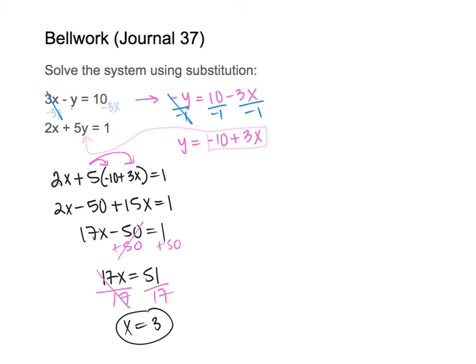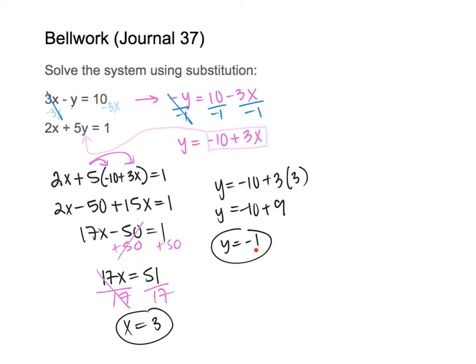So let's do that. I'm going to take the y equation, negative 10 plus 3, but instead of x, I'm going to plug in 3. So if I work this out, this is negative 10 plus 9. 3 times 3 is 9, and so y is equal to negative 1. And so my x is 3, my y is negative 1, so this is 3, negative 1 for my intersection. If these two lines were graphed, they would hit at 3, negative 1. All right, so that's what we learned last time.